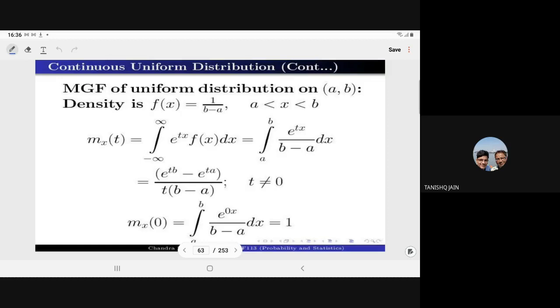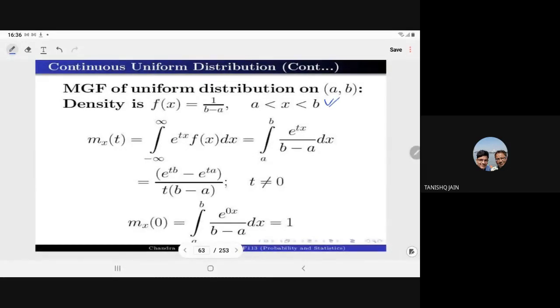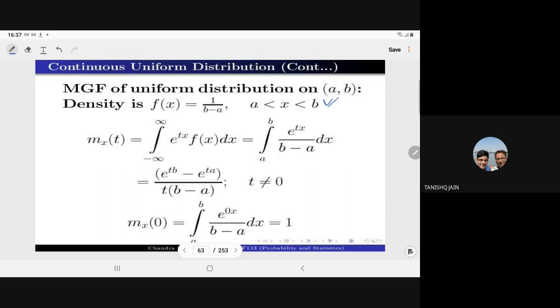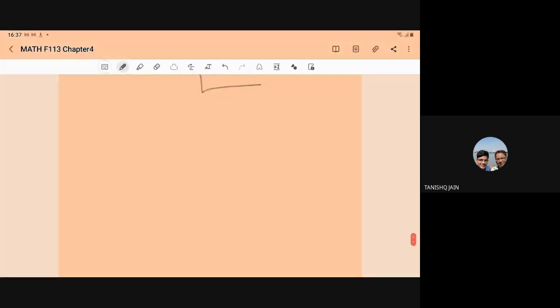Now the mgf for the uniform distribution on a comma b. So density, you know what it is, and what is the basic formula of the mgf? If you have to compute the mxt or mgf for the uniform, meaning x follows the uniform distribution with parameter a comma b, then mxt is the expectation of e to power tx. So it will become the integral of e to power tx into fx into dx over x.